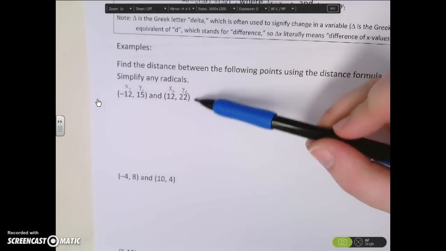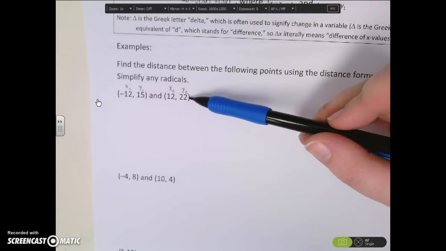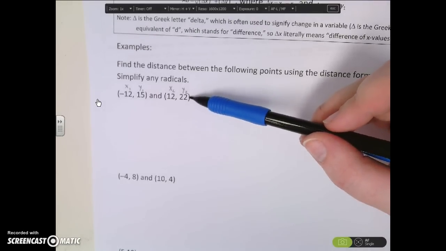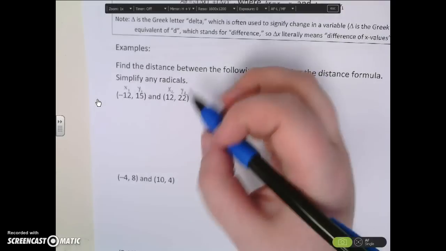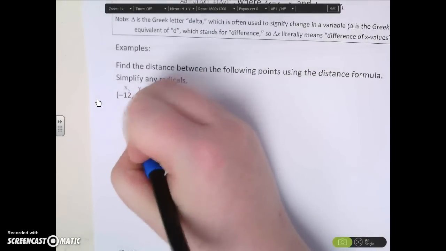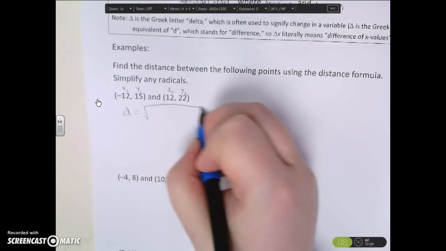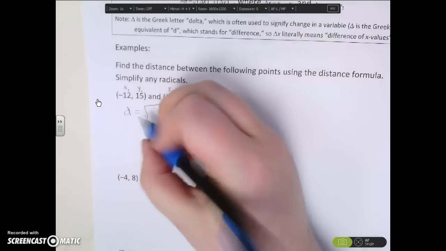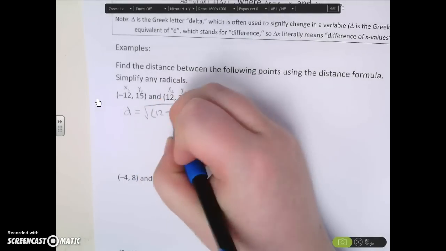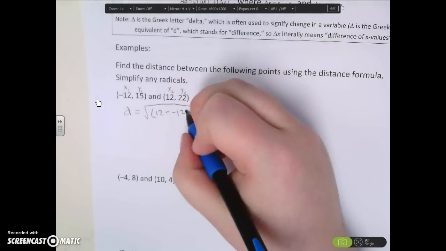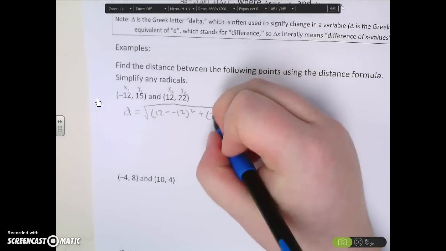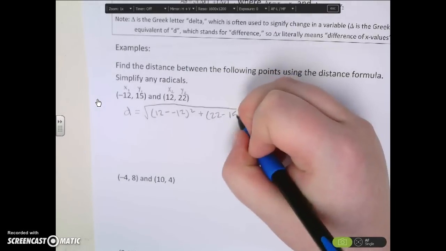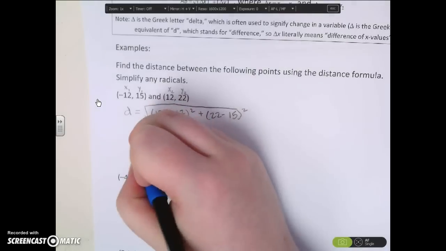Now here, I don't know about you, but I don't want to find 22 on my coordinate plane. So I'd rather just use my distance formula to do this problem. So what I'm going to do, I'm going to set it up. Distance equals x2 minus x1, 12 minus negative 12 squared plus y2 minus y1, 22 minus 15 squared. So we're going to keep going.